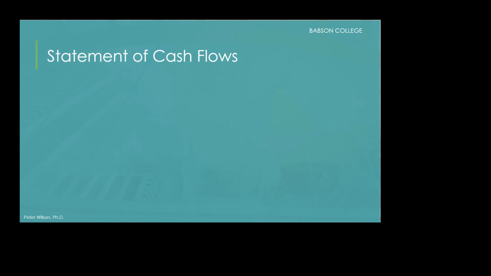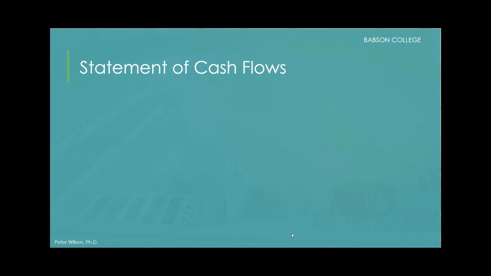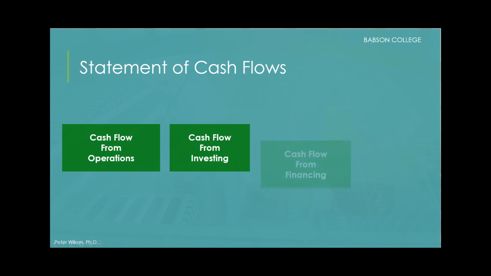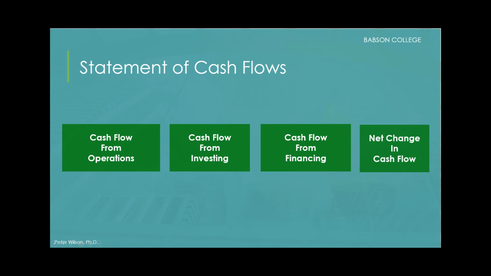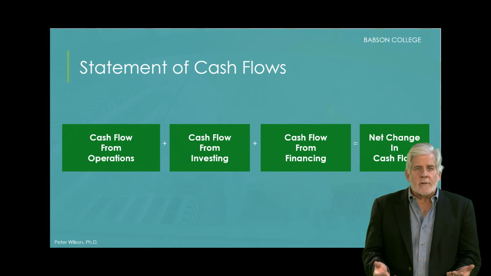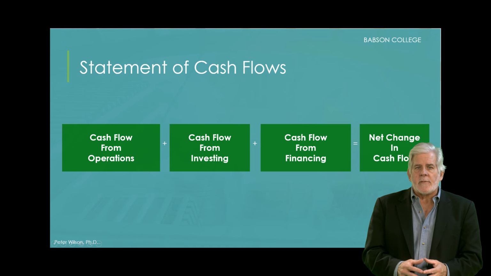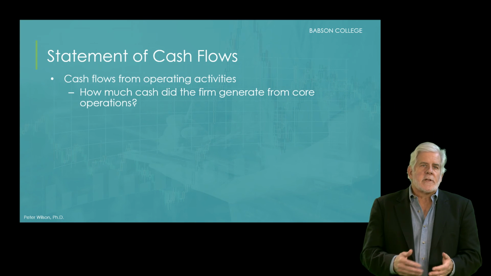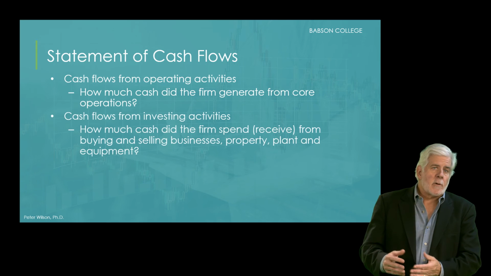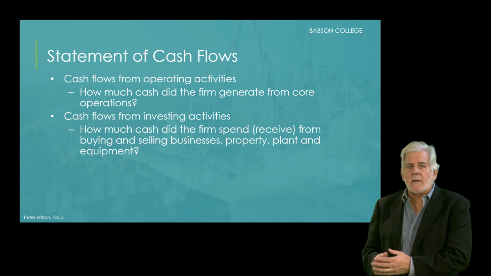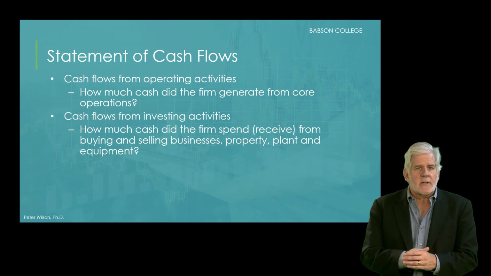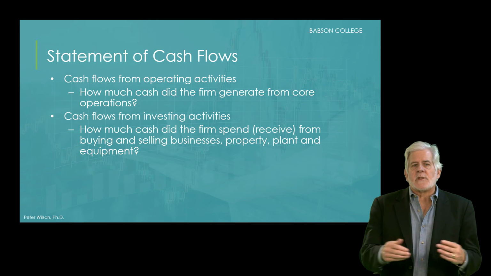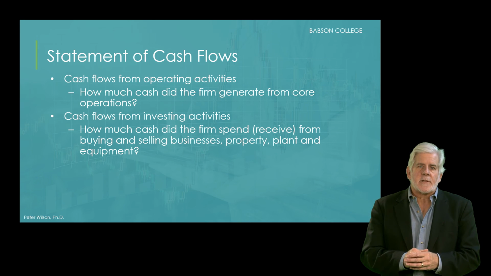The third statement is a statement of cash flow and is designed to separately list the cash received and spent on operating activities, investing activities, and financing activities. Operating activities include any cash spent or received related to selling your product or service. Investing activities include any cash spent or received related to things like buying or selling fixed assets or intangible assets, or even any investments you might have made in other firms or businesses.